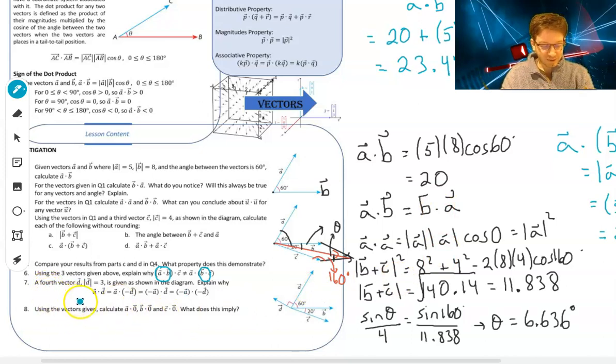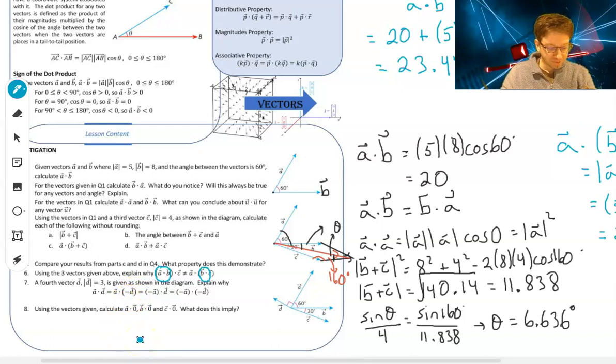All right, let's add a fourth vector, D, just because it's fun. Here's D, has a magnitude of 3, and we're going to try and explain why A dot D is the same as A dot negative D. Well, if we look at the equations, right, negative D, or the magnitude of negative D, is the same as the magnitude of D.